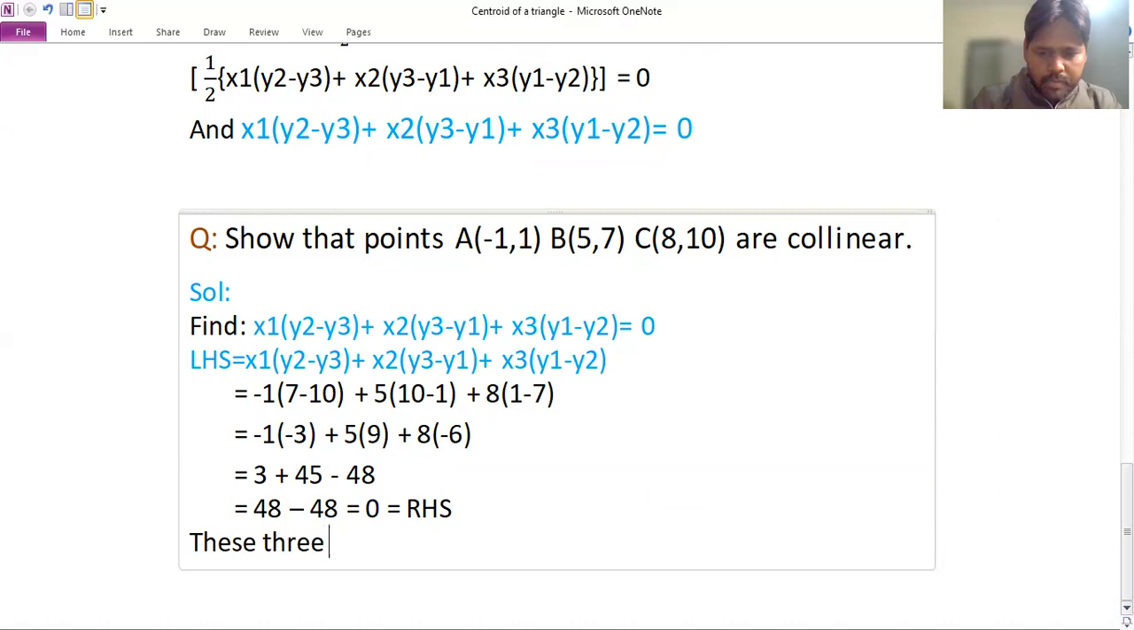these 3 points A, B and C are collinear.